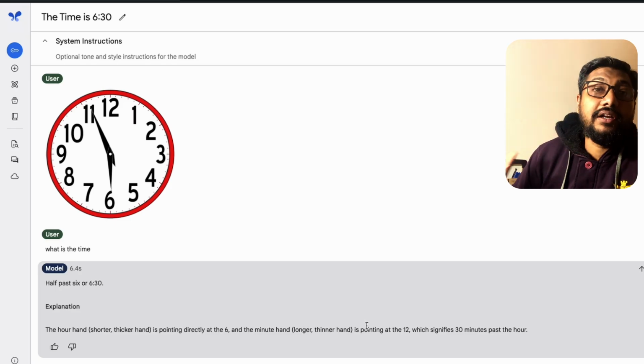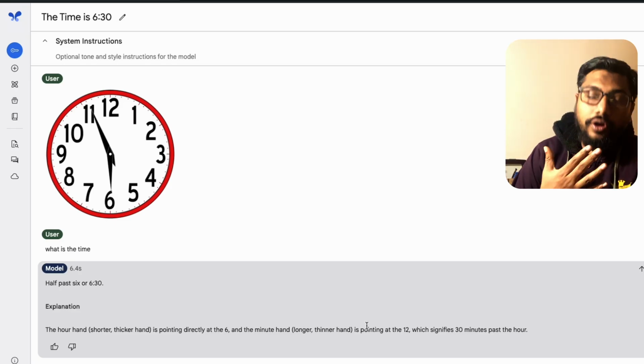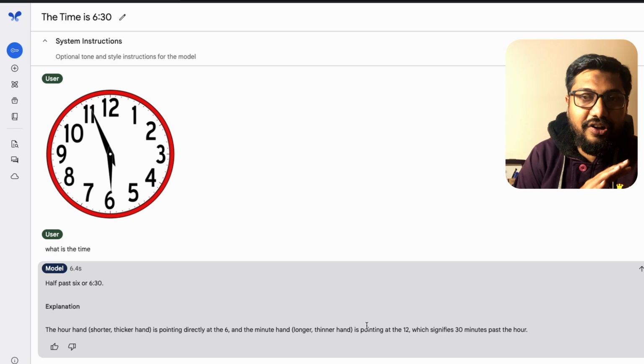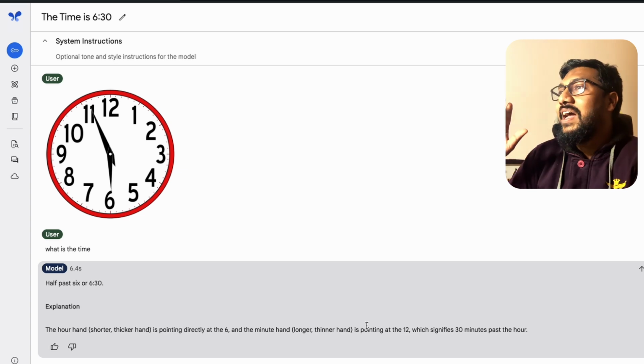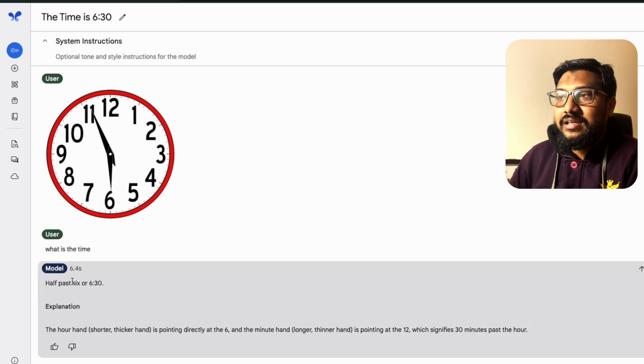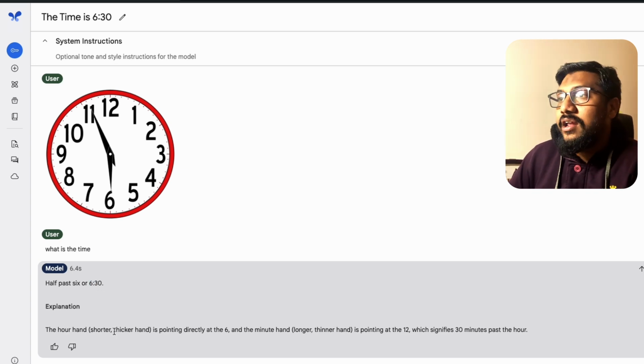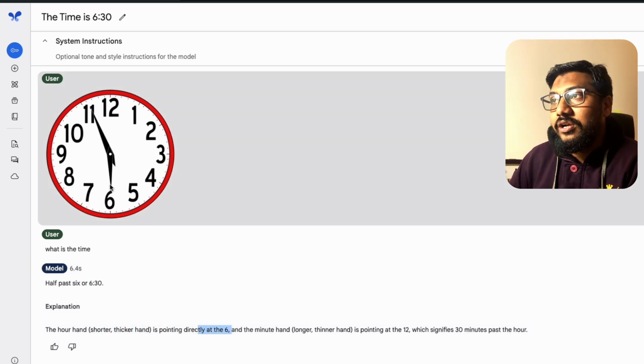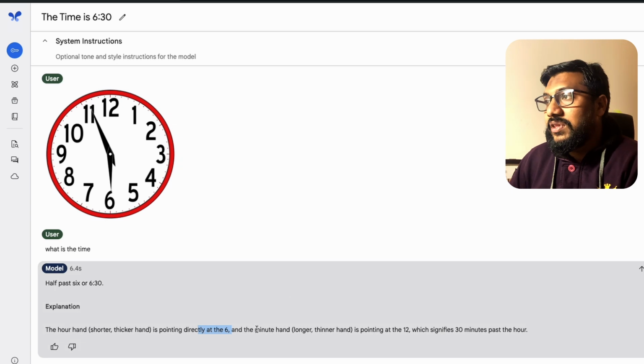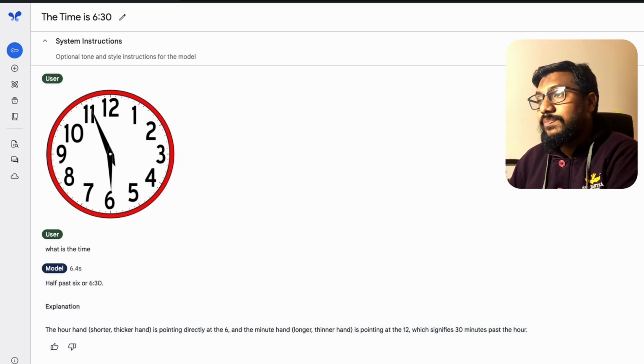The next one is a model that I am personally attached to for multimodal capability. I know not a lot of you are fans of Google Gemini, but this model, once again, says 6:30. And the explanation is the hour hand, the shorter and thicker hand, is pointing directly to 6. Once again, the minute hand is pointing at 12, which signifies 30 minutes past.